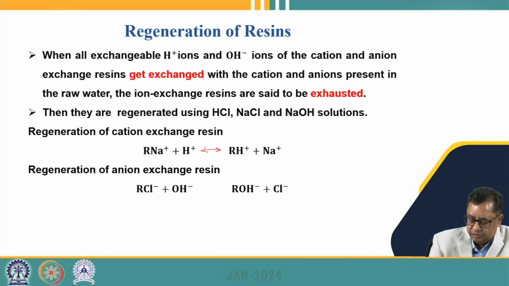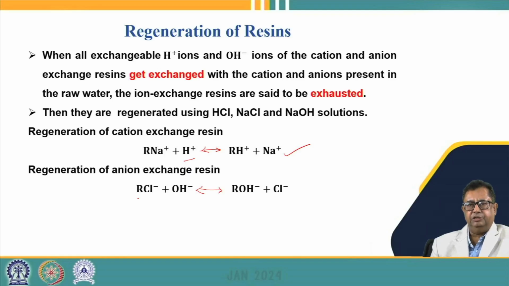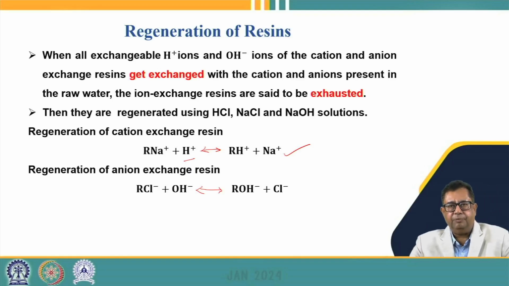These reactions basically tell us how the regeneration is happening. Now the H plus ions are replacing the sodium ions, right? Whereas in dilute solution the opposite is the case, in regeneration the case is reversed. Similarly, the OH minus ions replace the chloride ions in the case of the anion exchange resin. That is how the regeneration happens, and we take strong solutions. For example, 8 to 10% of HCl, NaCl or NaOH solution may be taken so that we can regenerate the cation exchange resins or the anion exchange resins.